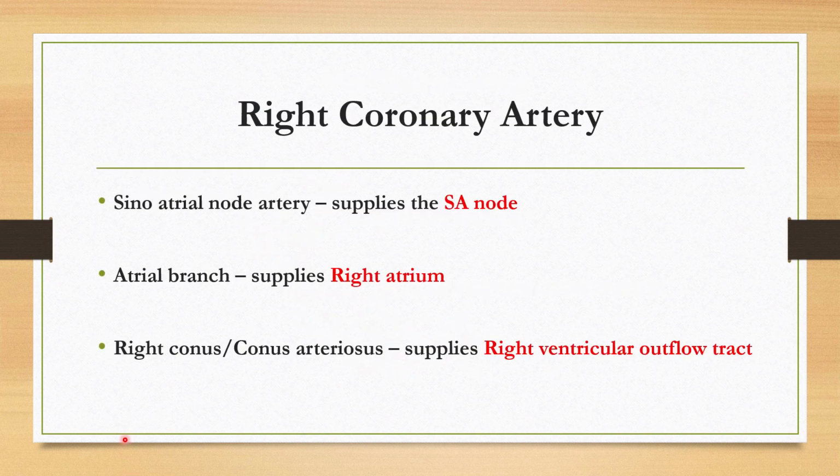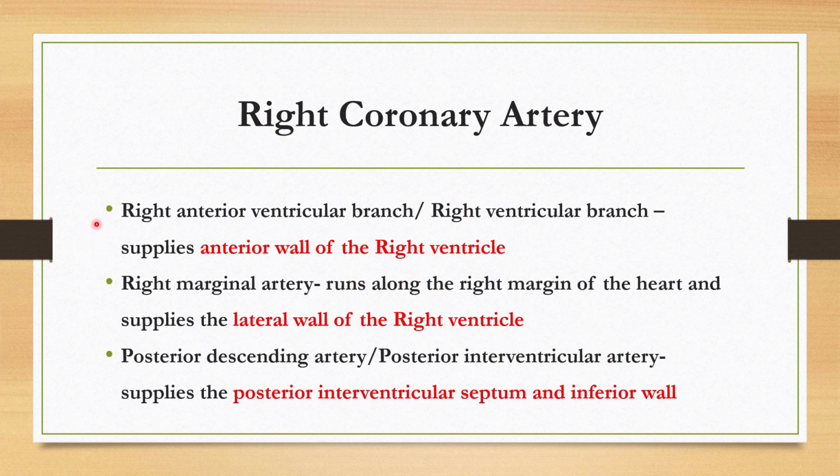Now you can keep the picture in your mind. As I said, the first branch is the sinoatrial node artery, which supplies the SA node. So the name denotes which area it is supplying. And the second one is the atrial branches. It supplies the right atrium. And the third one is the right conus, which is otherwise known as conus arteriosus, which supplies the right ventricular outflow tract.